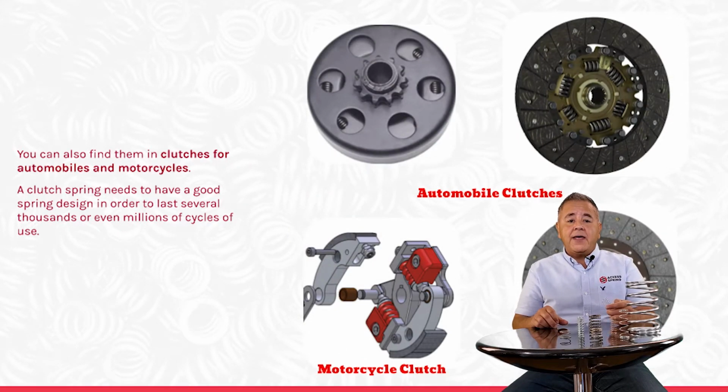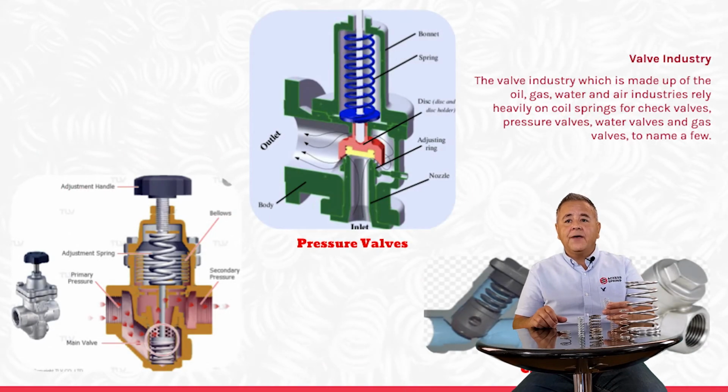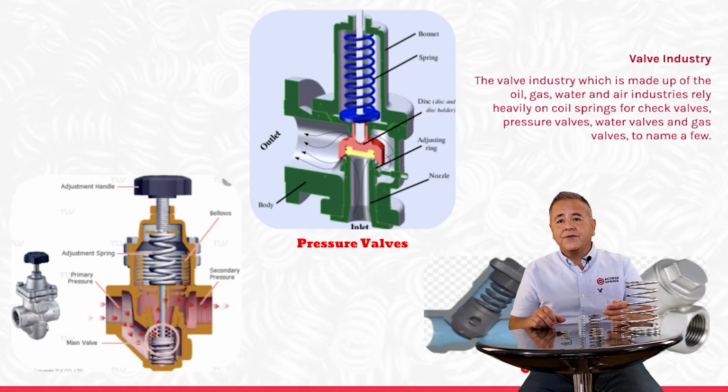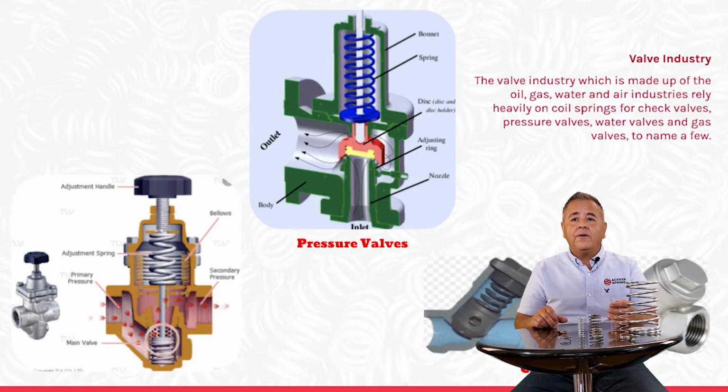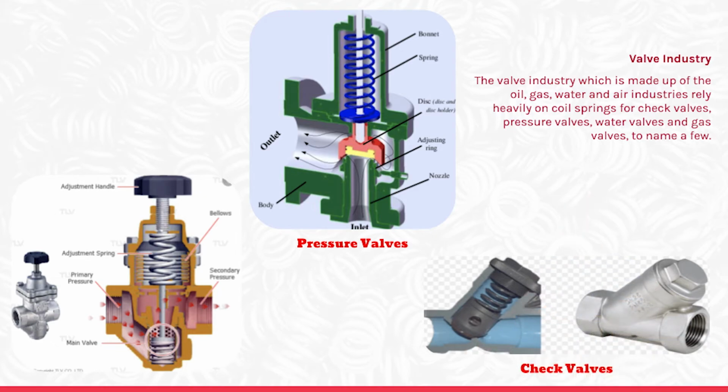It will show us you also find them in automobile clutches and motorcycles. A clutch spring needs to have a good spring design in order to last several thousands or even millions of cycles of use. Think about how many times you rely on your brakes on a motorcycle or a car. A spring is behind that action and reaction every step of the way. The next slide will show us how springs are used in the valve industry. The valve industry, which is made up of the oil, gas, water, and air industries, relies heavily on coil springs for check valves, pressure valves, water release valves, and gas valves, just to name a few.